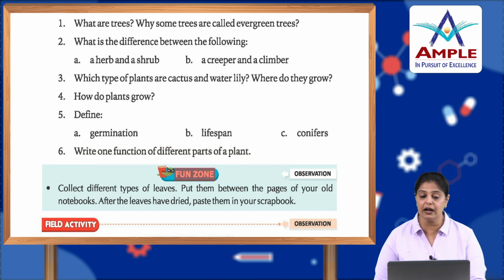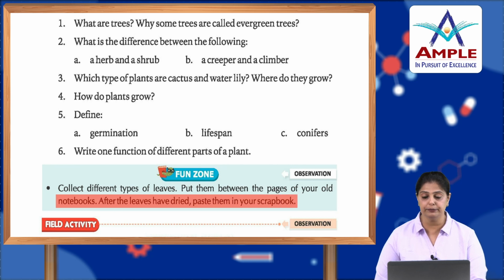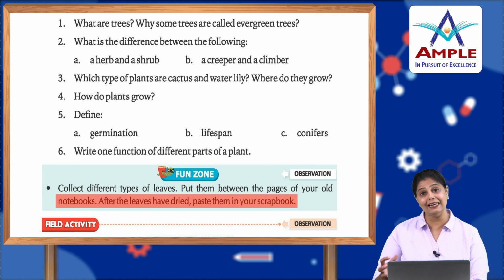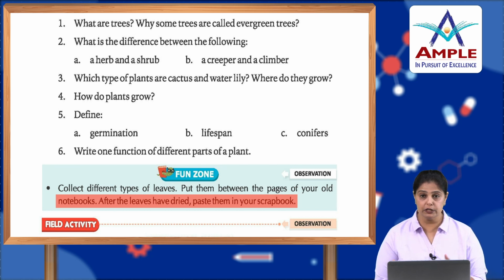Alright, now let's move on to the fun zone. Color different types of leaves. Okay, put them between the pages of your old notebooks. After the leaves have dried, paste them in your scrapbook. Okay, so now what you have to do, you have to collect different types of leaves. So once you collect them, go to the park and all, you don't need to pluck them. Okay, you'll find these leaves which are fallen on the ground. Pick them up, get them home, keep them in your old notebooks. You will see after a period of time they will start drying up. Once they dry up, you can color them, okay, and then you can paste them in your scrapbook and see such beautiful designs they make.